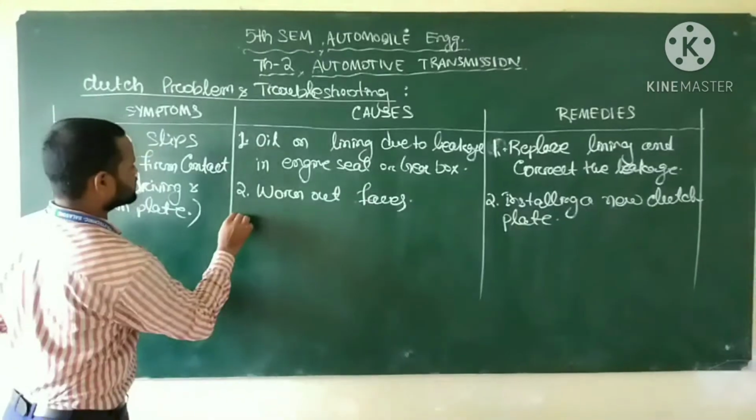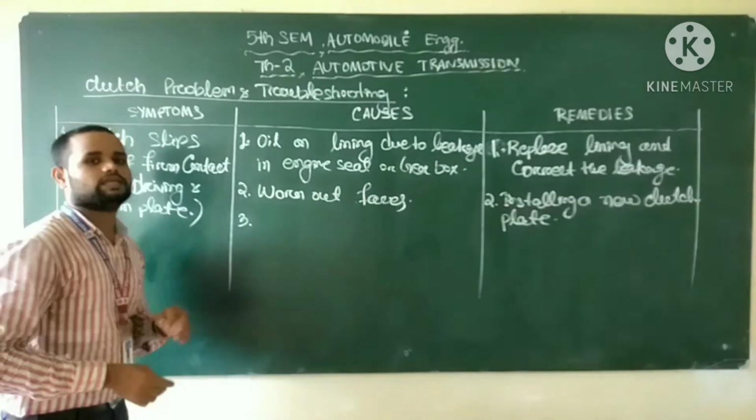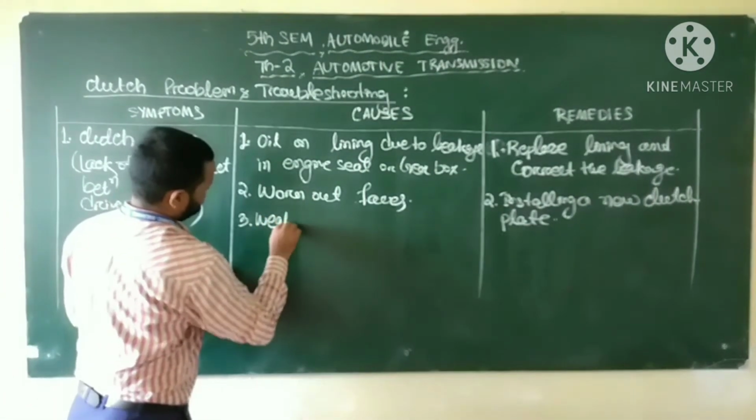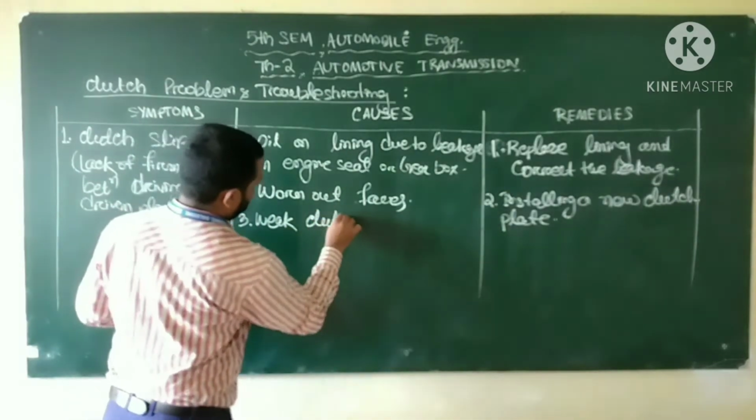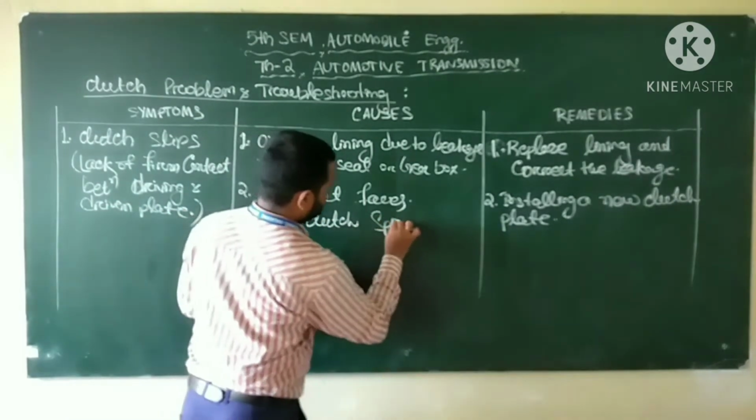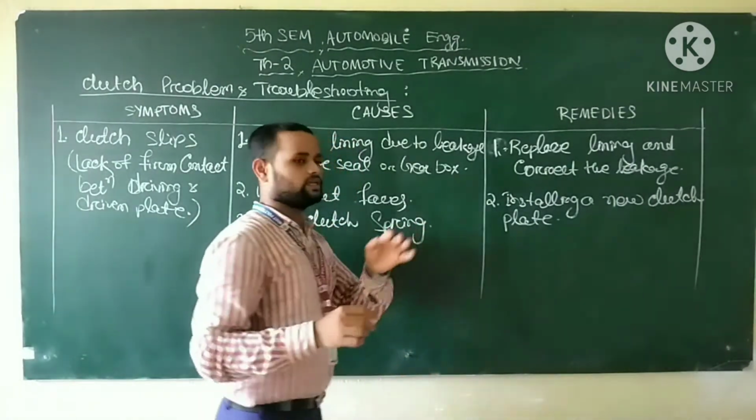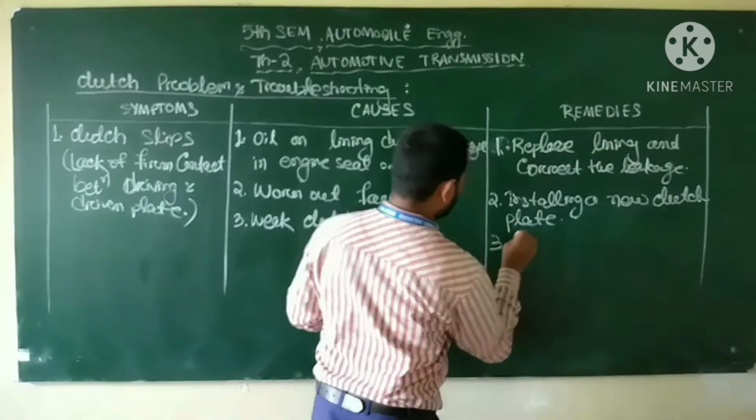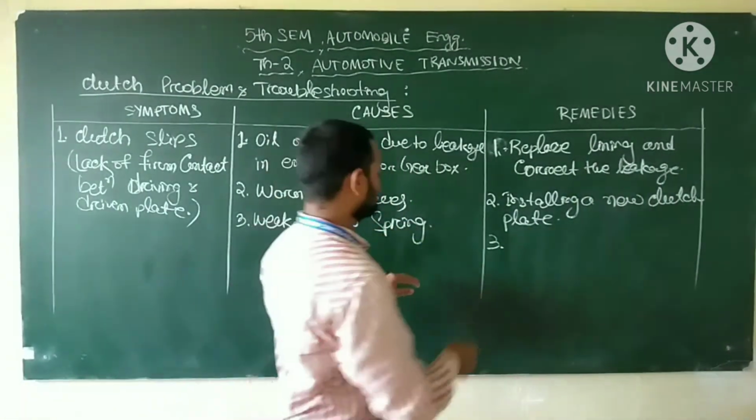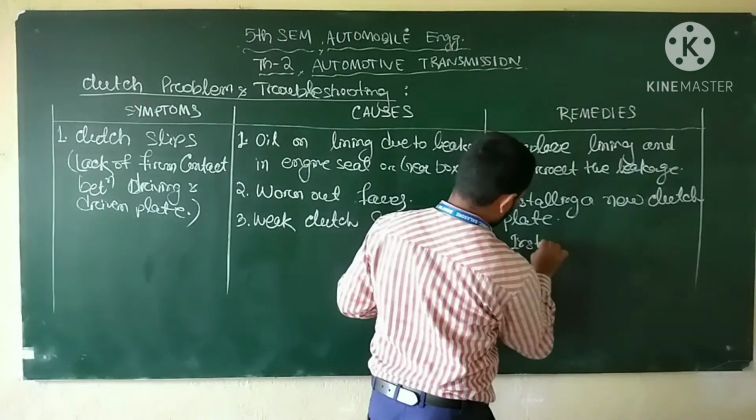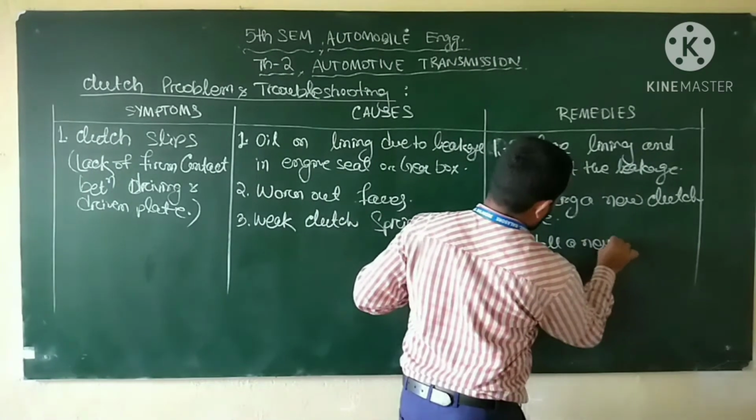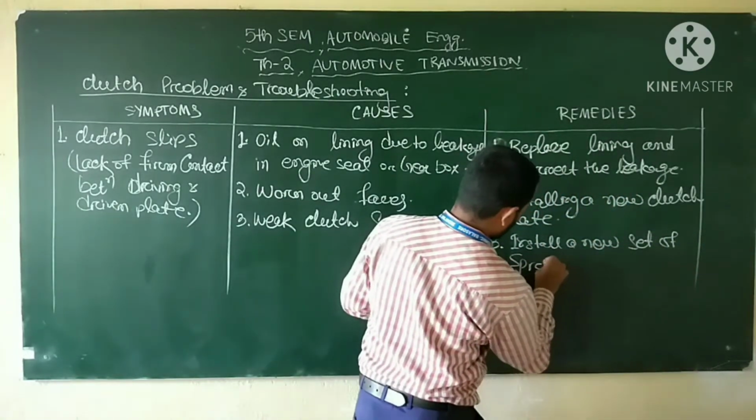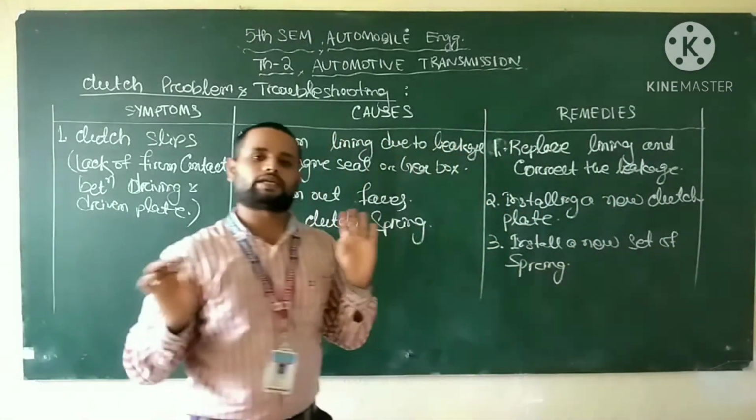The third cause of clutch slips is a weak clutch spring. If the spring is weakened, then the clutch will slip. So what is the remedy for this cause, a weak clutch spring? Install a new set of springs.